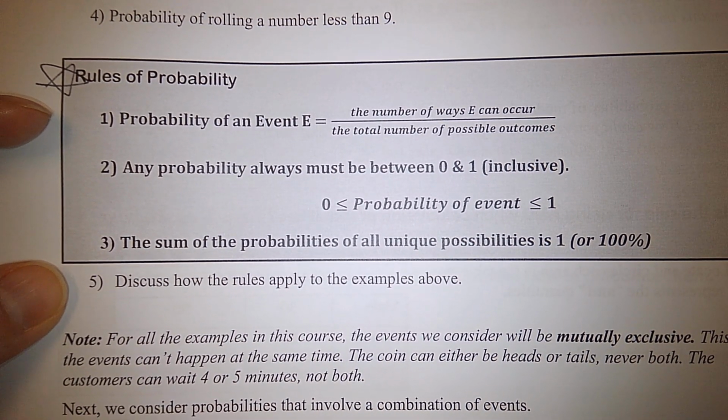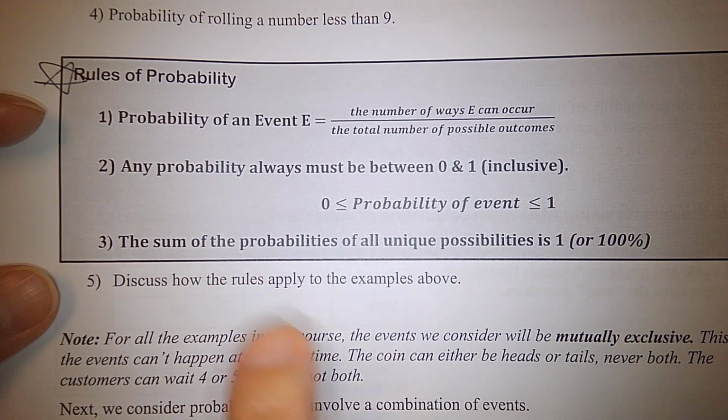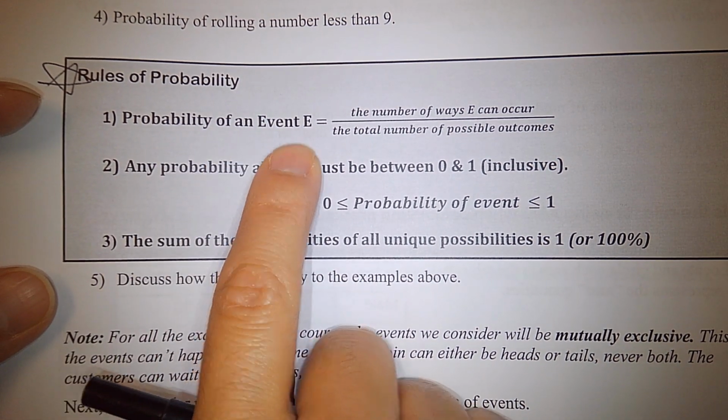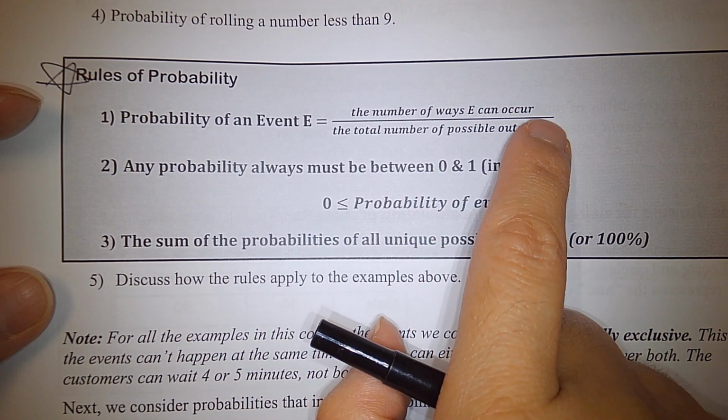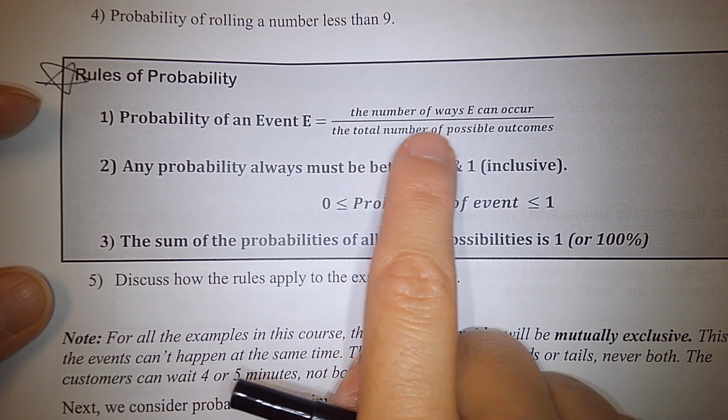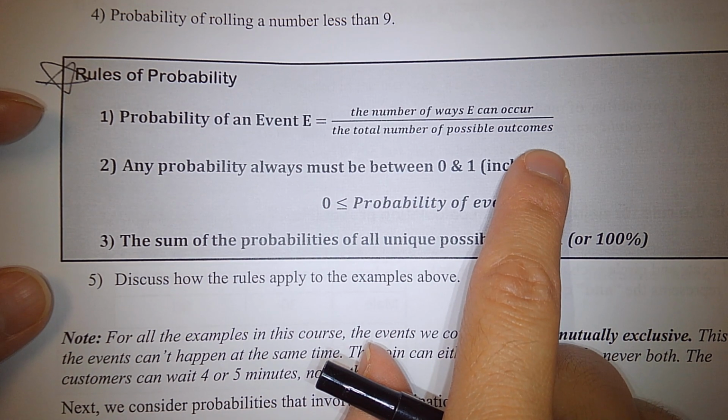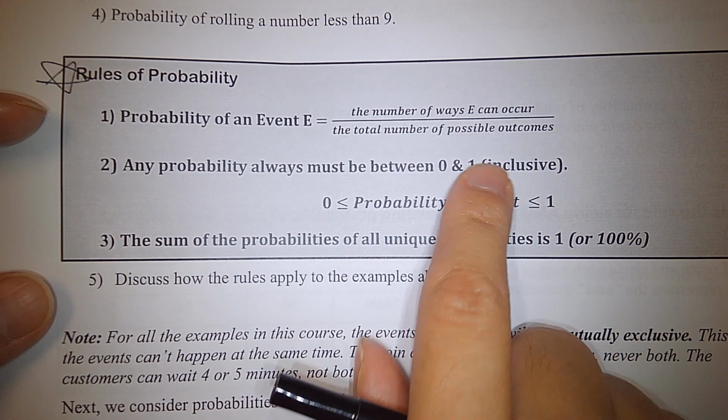Okay, very good. So let's talk about them quickly. To find the probability of an event E, it equals the number of ways event E can occur divided by what? The total number of possible outcomes. We just used those 2 examples, right? We can see that.